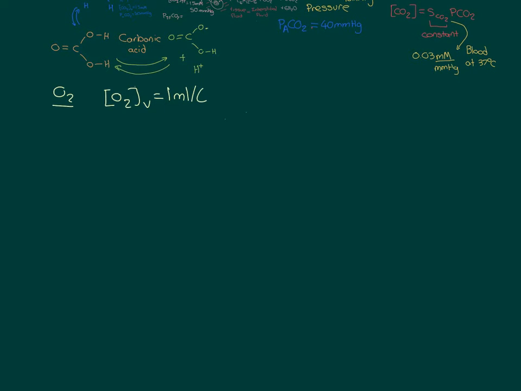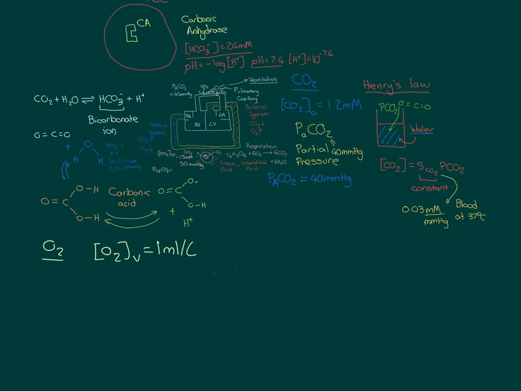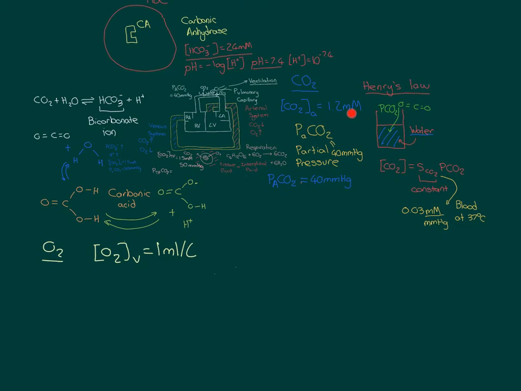So this is the unit that we use for concentration of oxygen, and you can see that this is very different from the units that we used for carbon dioxide. I'll just go back up here. So we used millimolar for carbon dioxide. Here we are using milliliter per liter.